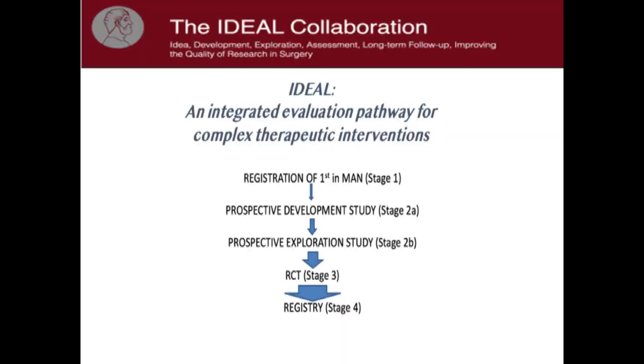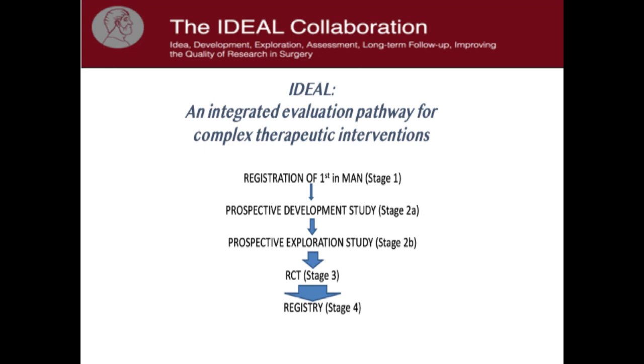Sometimes there are some steps we need to do before we get to making that comparison. To illustrate that, we asked a group of people to do some innovation, and what we did was get them to make some paper planes. First of all, what is IDEAL? IDEAL is an integrated evaluation pathway.